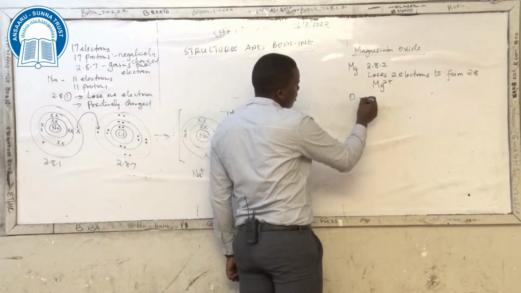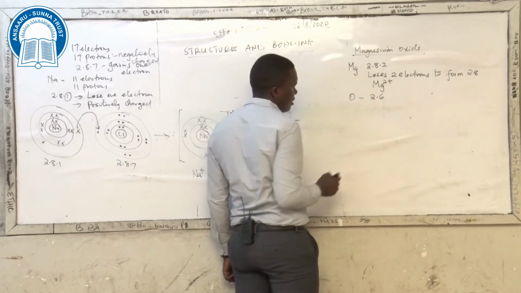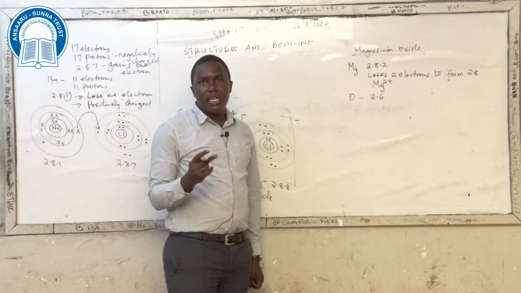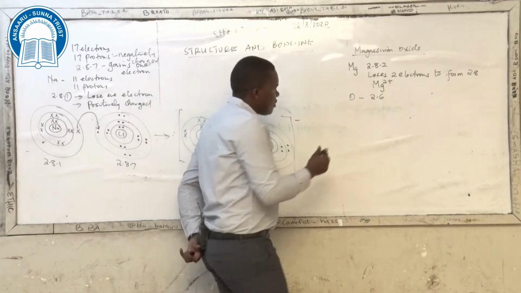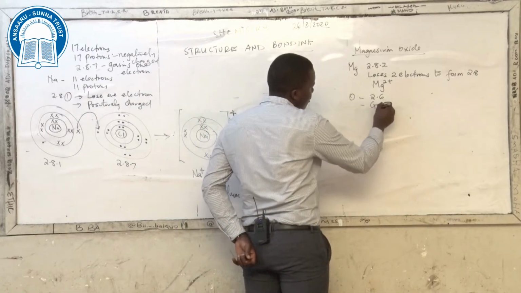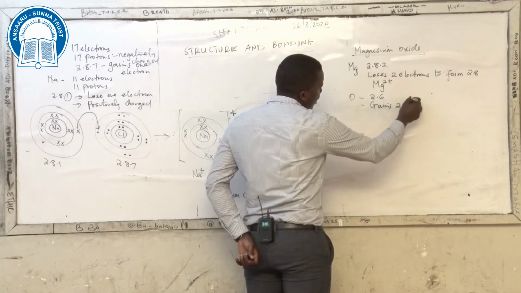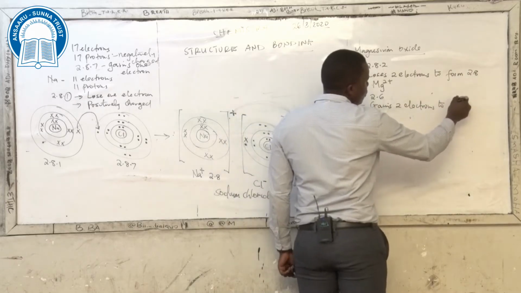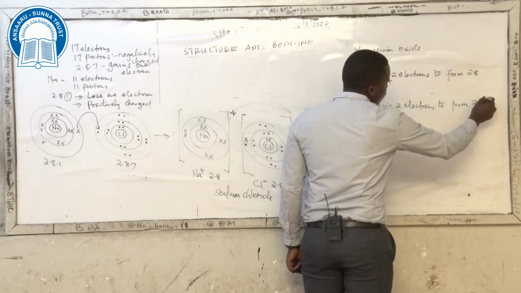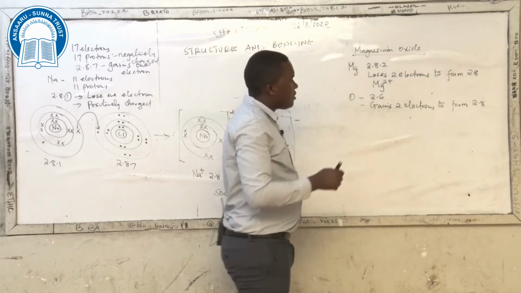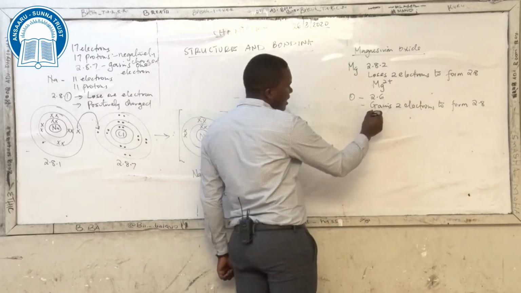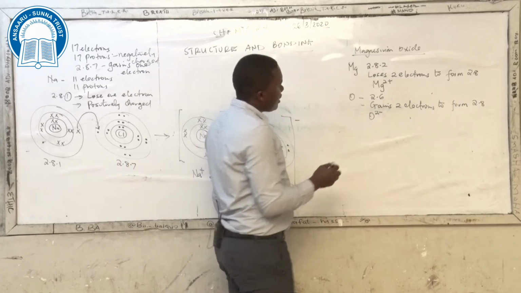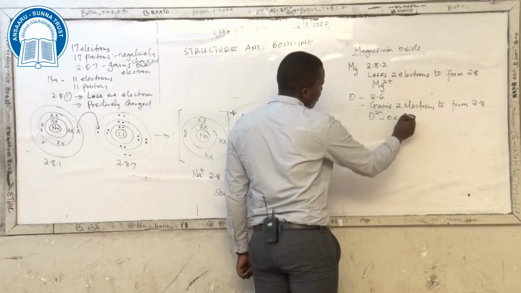Oxygen is 2,6. So which means that for oxygen to be stable, it needs to gain 2 electrons. And therefore this one gains 2 electrons to form 2,8. But now the electrons are more by 2, and therefore the oxide ion is O2-. This is the oxide ion.